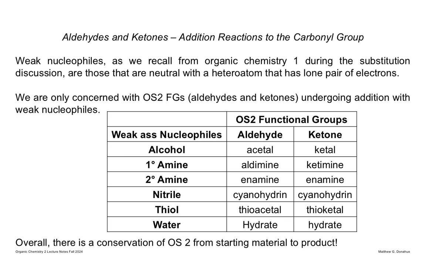And so the table here shows you the list of weak nucleophiles and then the two different oxidation state 2 functional groups, aldehydes and ketones. What you really want to make sure you pay attention to is that these weak nucleophiles only act on oxidation state 2. Because this module is oxidation state 2 and 3, right now these are only acting on aldehydes and ketones.